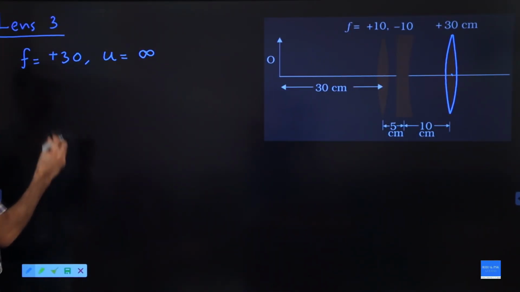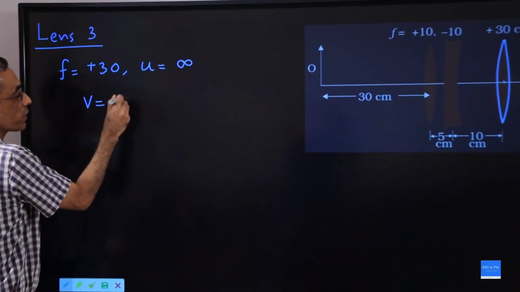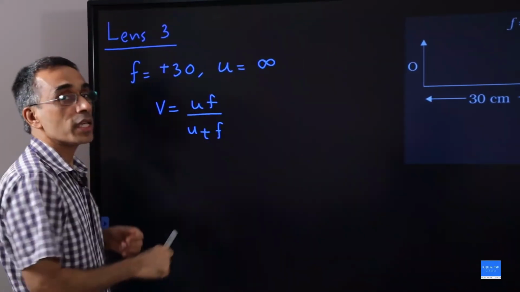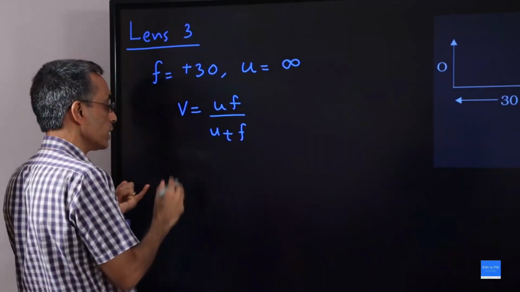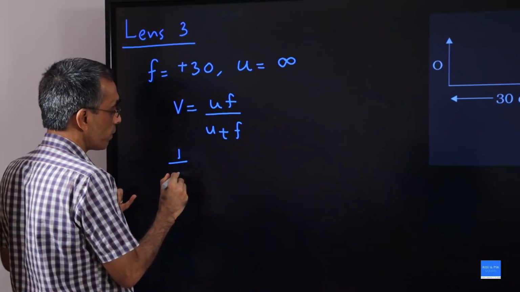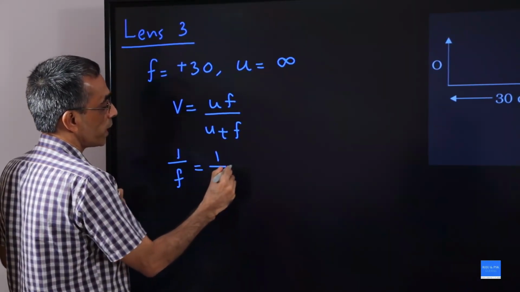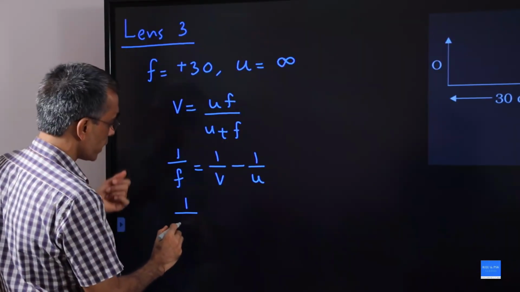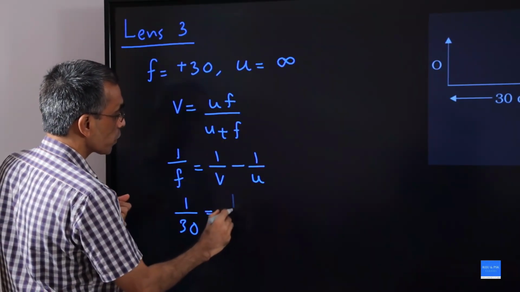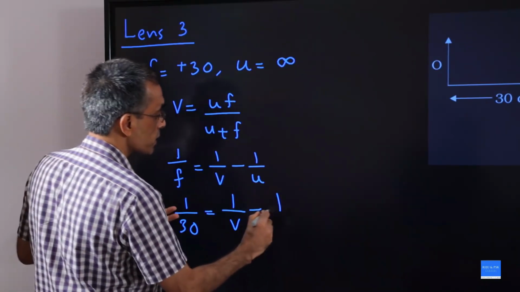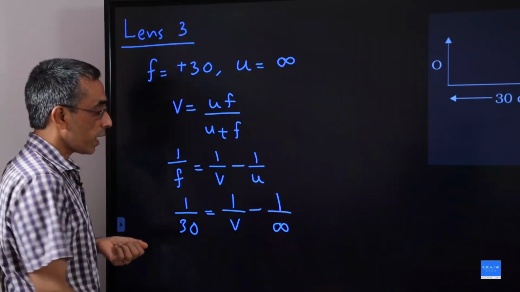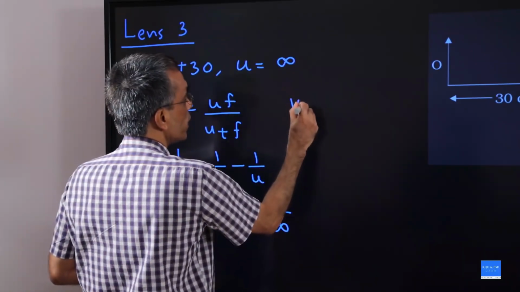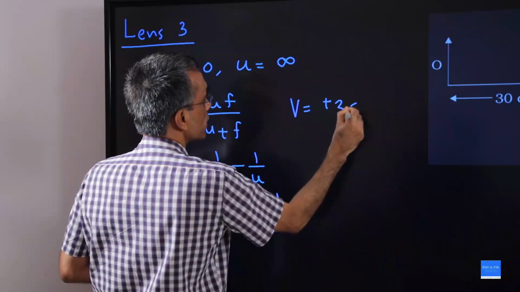Now when u is equal to infinity, you can't use the equation uf by u plus f, because this will come in the infinity by infinity form. So we will go for the other equation, 1 by f equal to 1 by v minus 1 by u. Substituting, 1 by 30 equal to 1 by v minus 1 by infinity. And 1 by infinity tends to become 0, so we will get v equal to plus 30 centimeter.